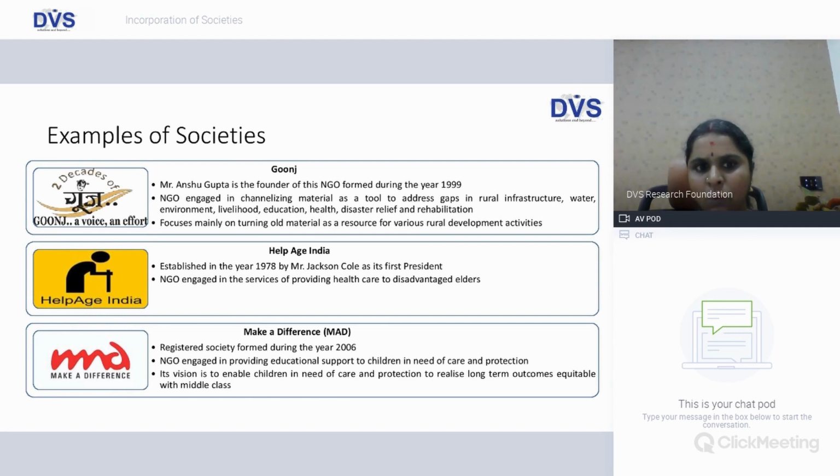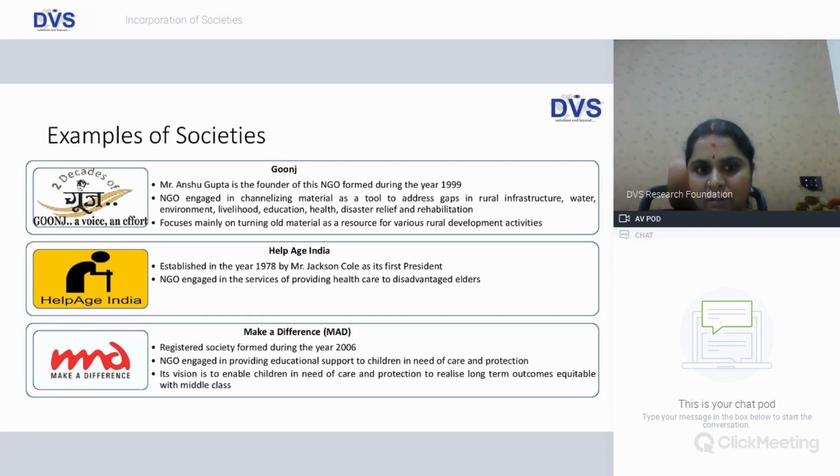HelpAge India was established in the year 1978. Originally, they were funded by the UK, the United Kingdom, and Mr. Jackson Cole, as the founding member and the first president, established it as HelpAge India. Among NGOs, as the name goes, it is for providing healthcare to disadvantaged elders.